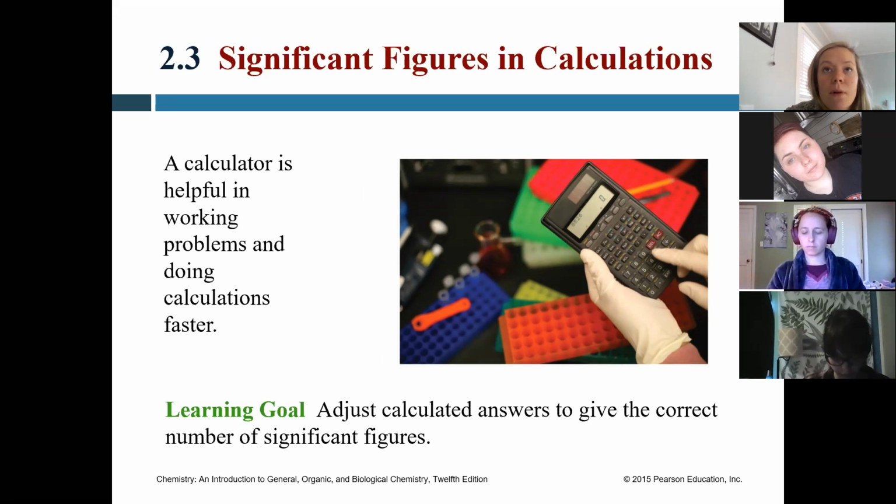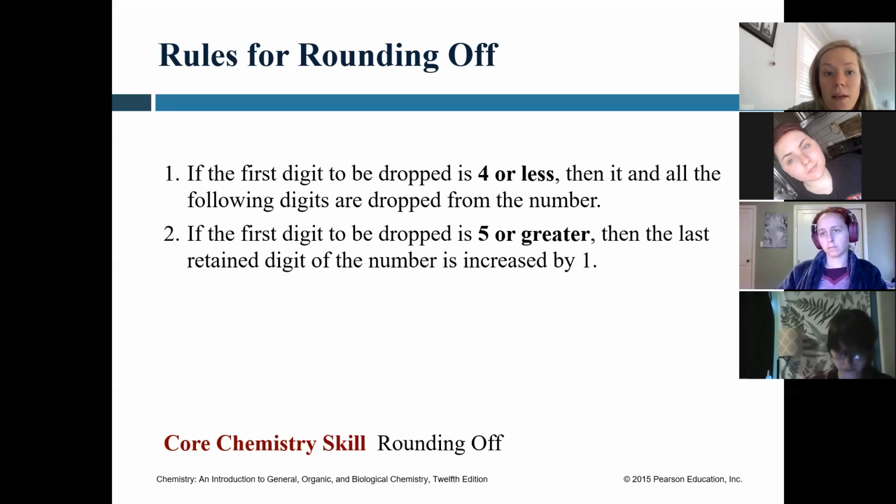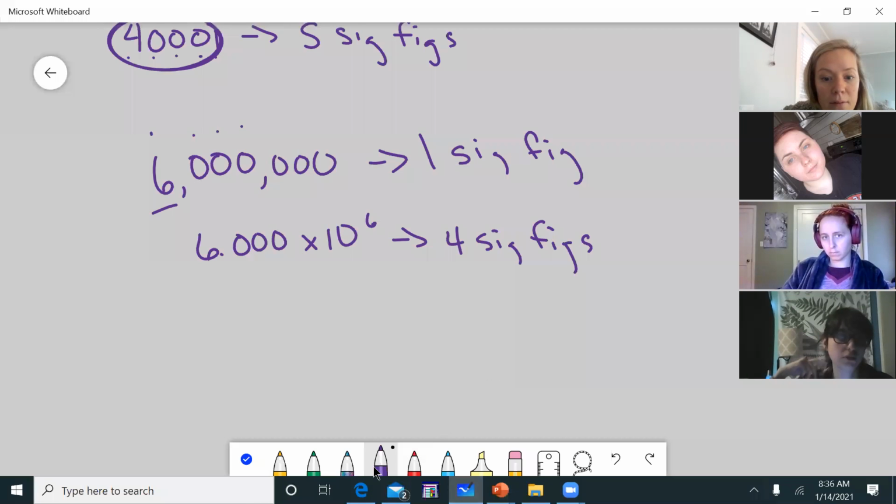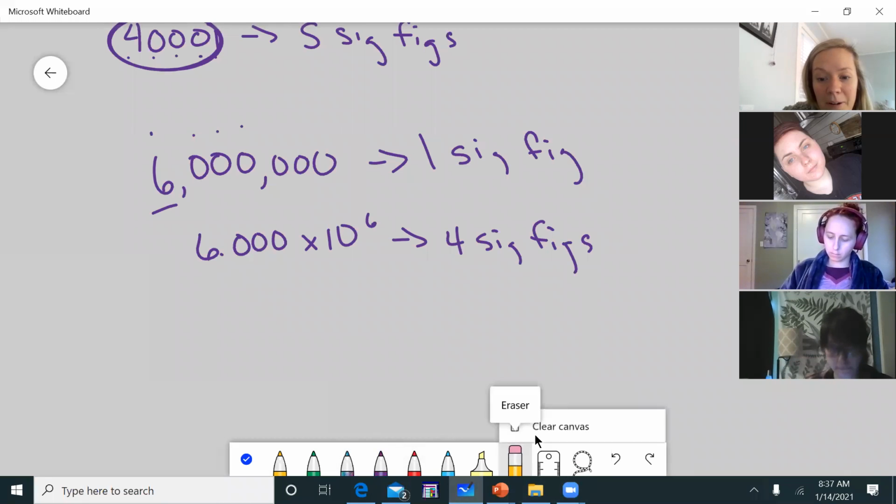So when I'm taking two numbers and let's say multiplying them together, the final number needs to be rounded to the correct number of sig figs. So let's talk about the rules of rounding. If the first digit to be dropped is 4 or less, then the number will stay. If the first digit to be dropped is 5 or greater, then the last remaining digit is going to increase by 1. This is like old school rounding from, I don't know when you learn rounding, second grade, something like that.